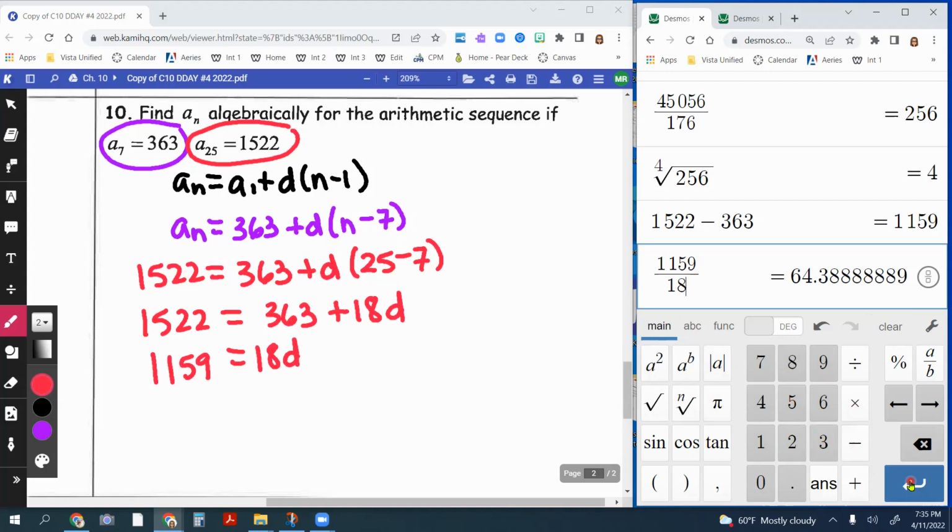And I end up getting, let's see. 1,522 minus 363 equals 1,159. 1,159 divided by 18, just double checking math. So I'm not seeing any issue with the math here. So I guess we're going to end up getting either a decimal or a fraction for this.